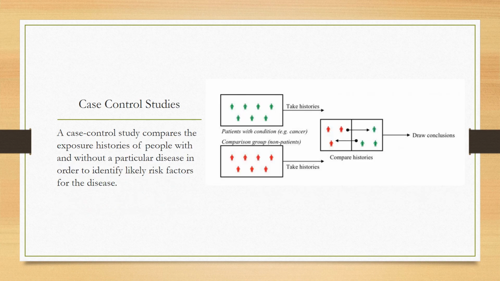Case control studies. A case control study compares the exposure histories of people with and without a particular disease in order to identify likely risk factors for the disease. So you can see the diagram to the right. Case control studies are generally designed to estimate the odds, using an odds ratio, of developing the study condition or disease. They can determine if there is an associational relationship between condition and risk factor.